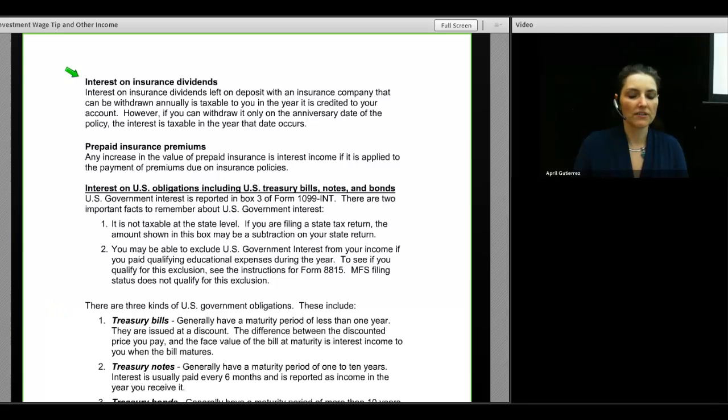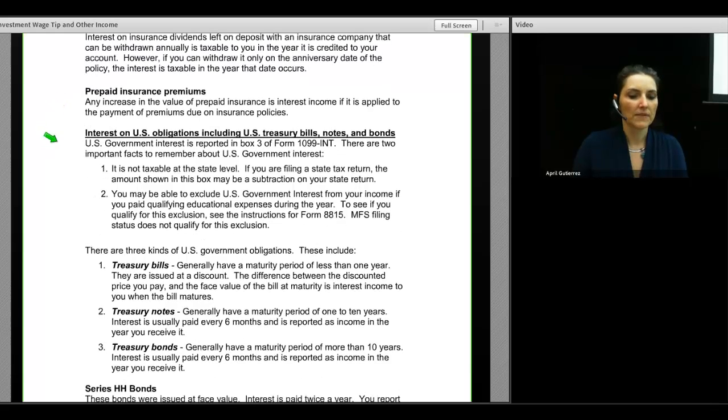Interest on insurance dividends. Interest on insurance dividends left on deposit with an insurance company that can be withdrawn annually is taxable to you in the year it is credited to your account. However, if you can withdraw only after the anniversary date of the policy, the interest is taxable on the date that that actually occurs. Prepaid insurance: any increase in the value of prepaid insurance is interest income if it was applied to the payment of the premiums due on those insurance policies.